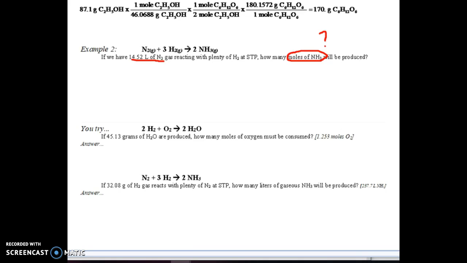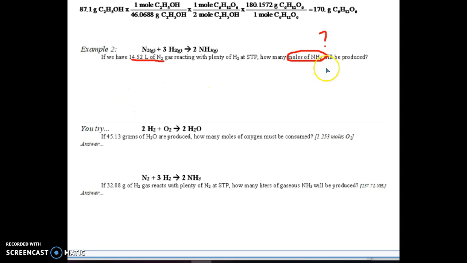Just like we've always done in the past, I'm going to take the value given in the problem and write it down. So 14.52 liters of nitrogen gas. Because that value is not in moles, I have to convert it using my mole map. One thing I know is that if I've got a gas at STP, 22.4 liters is equal to 1 mole. So right now I'm just converting from liters to moles. I've gone up my mole bridge, from a quantity of substance A to moles of substance A, which in this case is nitrogen gas.